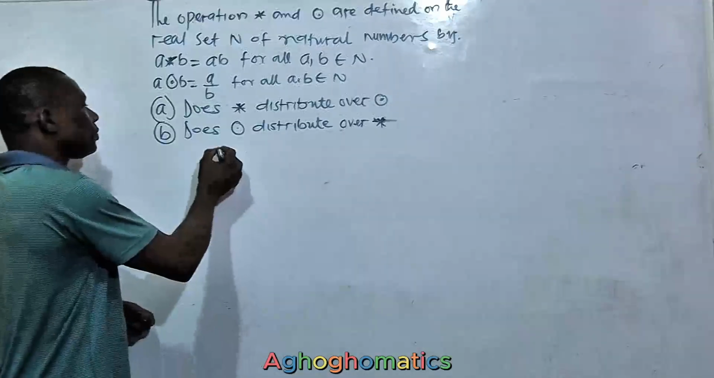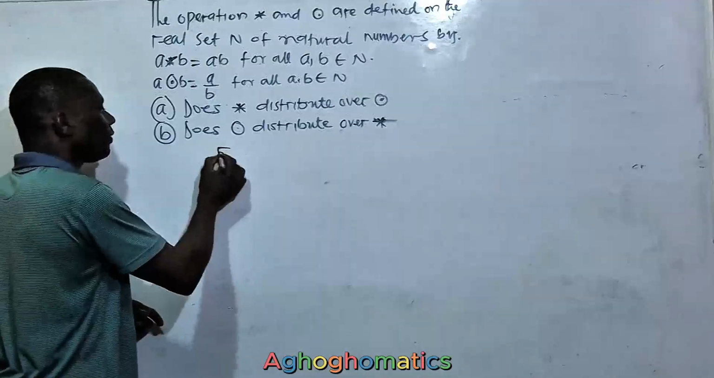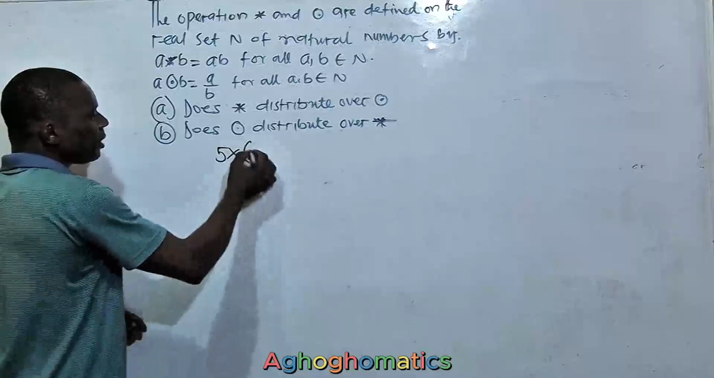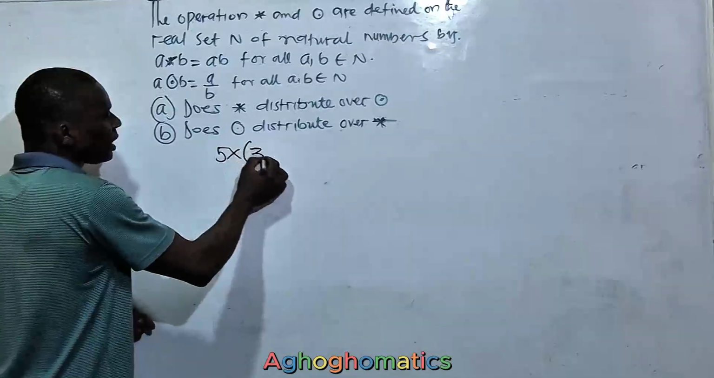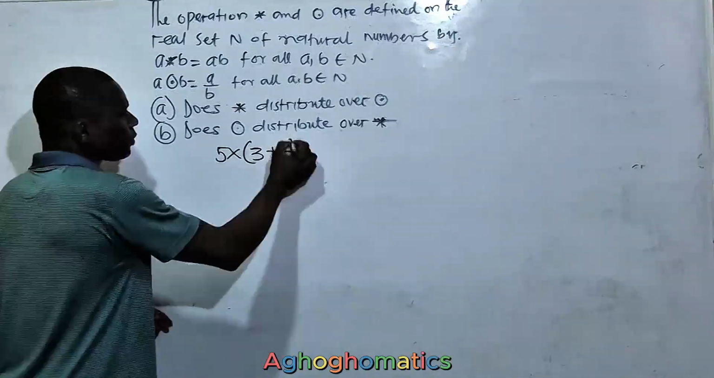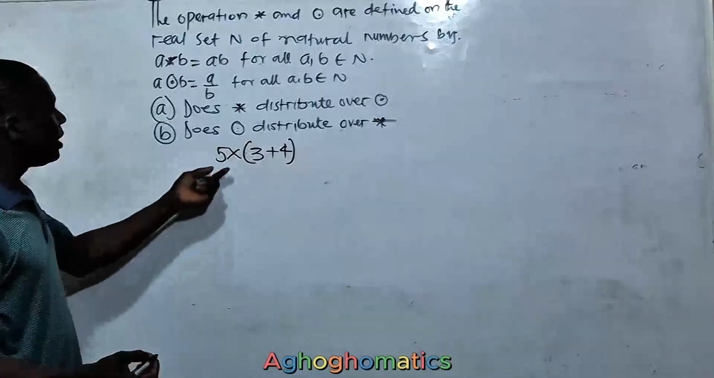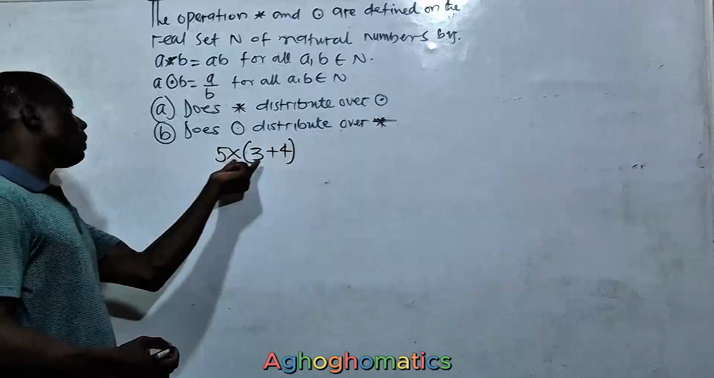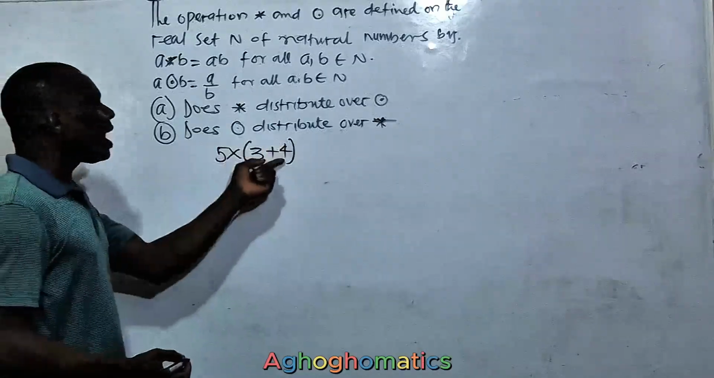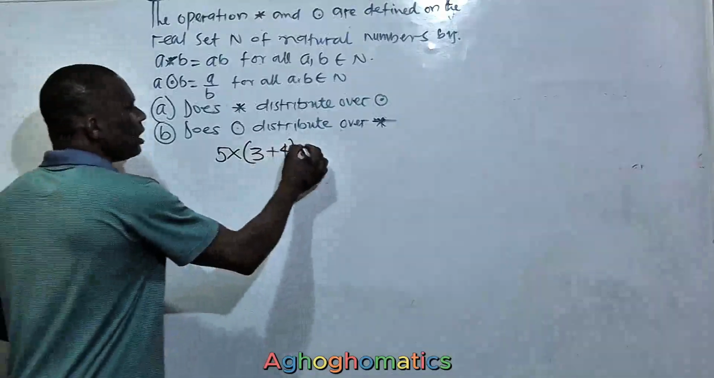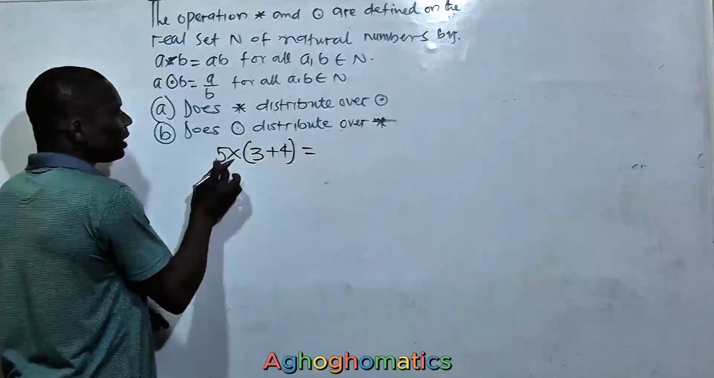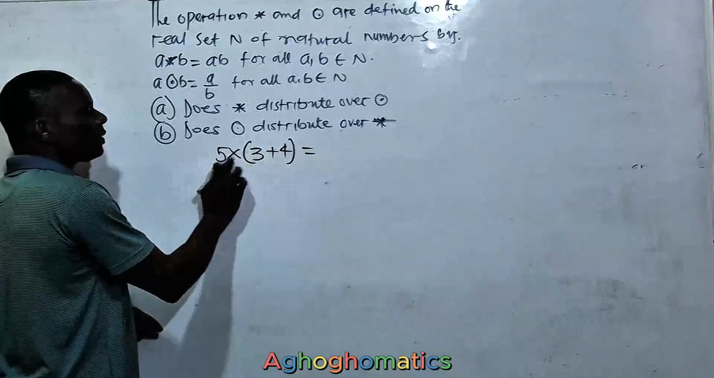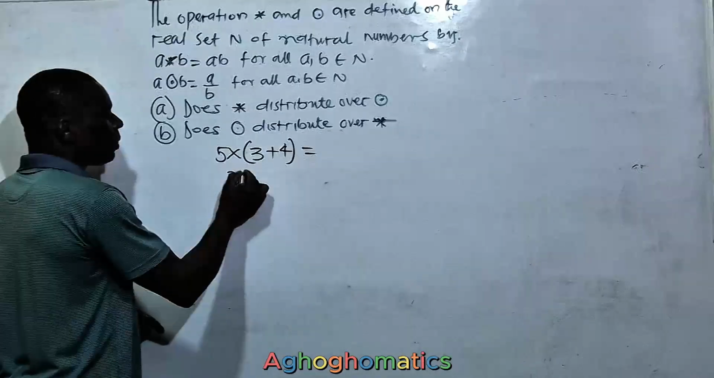Now, let's say we have 5 times 3 plus 4. By distributive, this 5 times means we multiply 3, and it will distribute over addition. That means, if we assume this is 3 plus 4, which is 7, then 5 times 7 is 35.